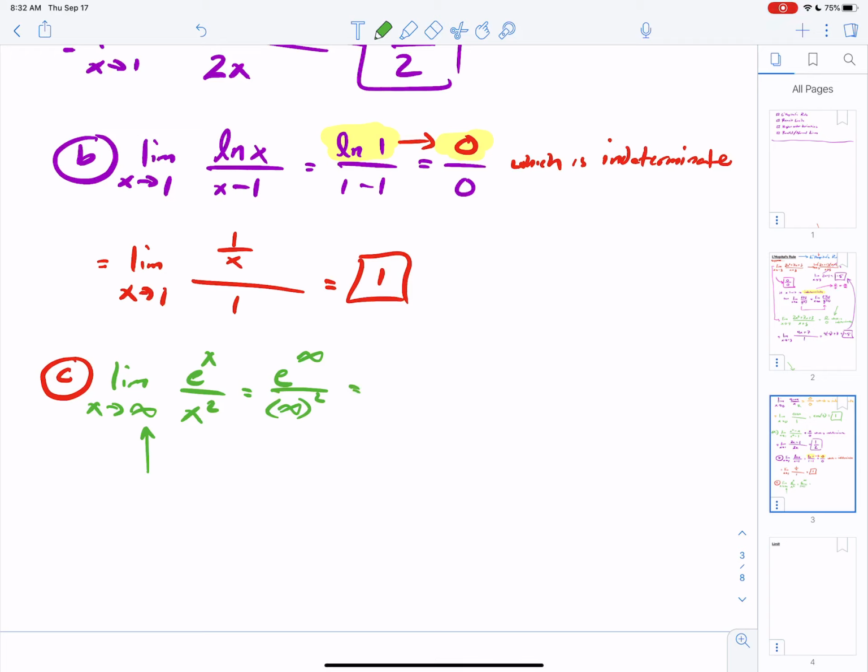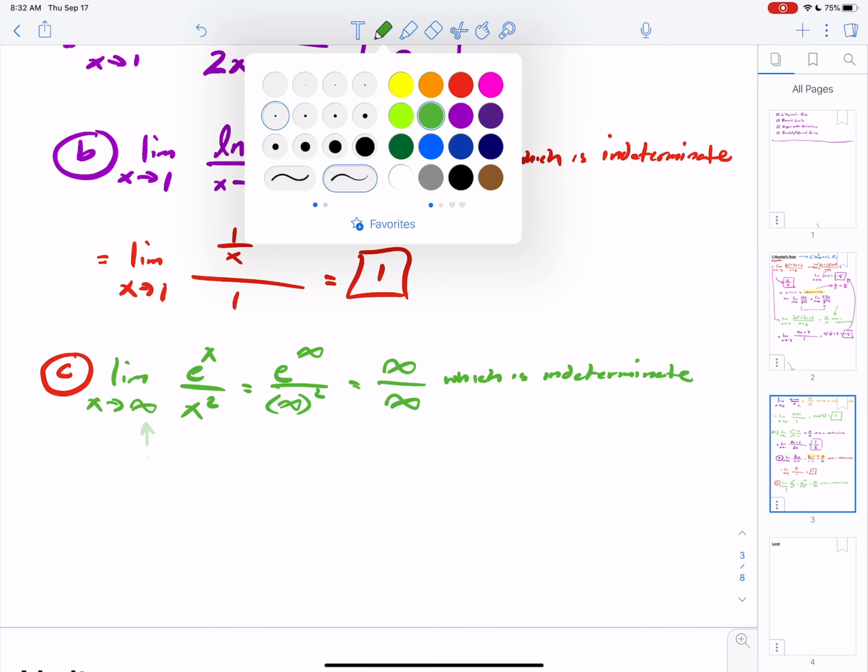Okay, e to the infinity is just infinity, just some large number. Infinity squared, if you square infinity, you still get some type of infinity, right? Infinity over infinity is another form of an indeterminate. So we can state that this is indeterminate, okay? Which gives us the green light to use L'Hopital's rule.